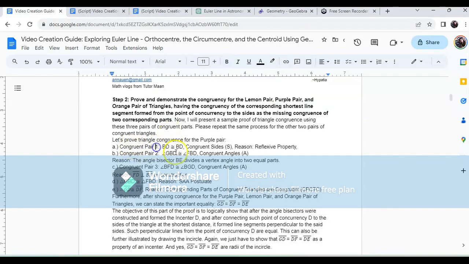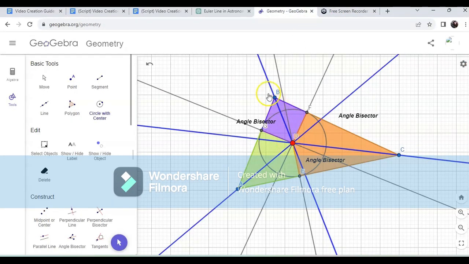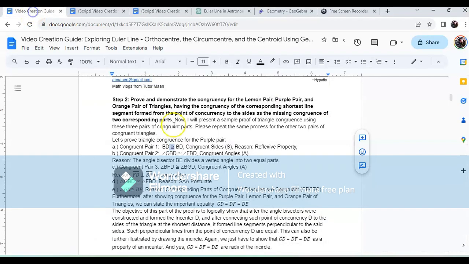Congruent pair number 1. Side BD is congruent to side BD. So we have congruent sides, and the reason is the reflexive property. So side BD is equal to side BD. It's equal to itself.